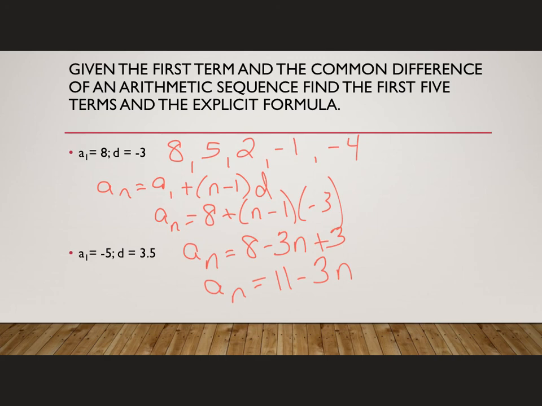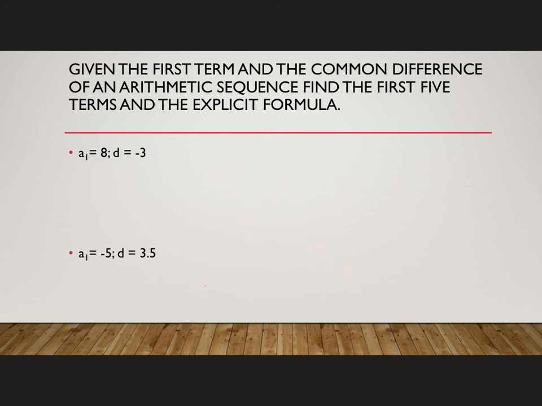So let me real quick erase this. So make sure you got it or pause it. And we're going to go down to the last problem we're going to do together. So once again, I'm going to start by just doing my first terms. It's negative 5, and my common difference is 3.5, so I'm going to add 3.5. So I have negative 1.5, add 3.5, I have 2, add 3.5, I have 5.5, add 3.5, I have 9. That's my first 5 terms.